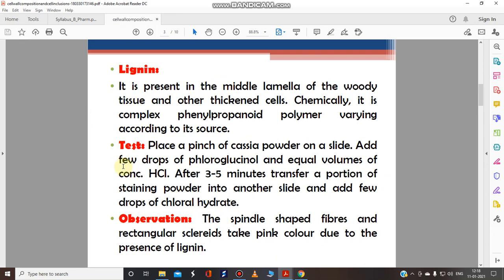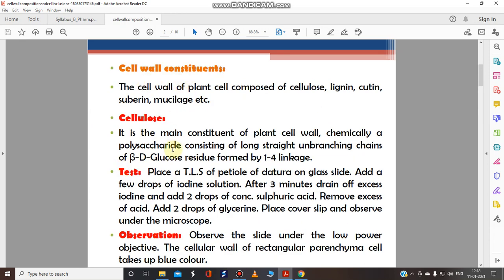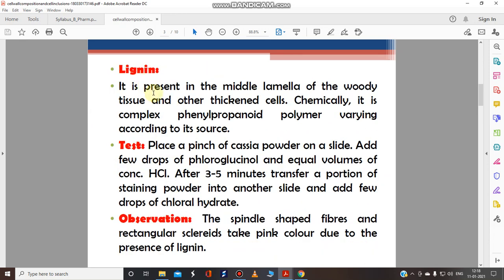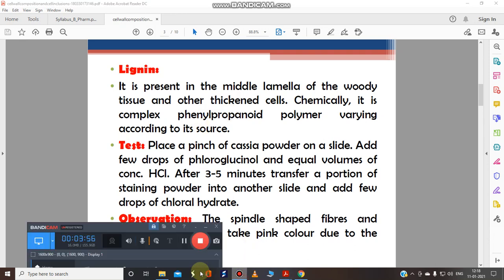The second important constituent of the cell wall is lignin. Lignins are abundantly present in plants. They are present in the middle lamella of the woody tissue and other thickened cells. What is the chemical nature of lignin? It is a complex phenyl propanoid polymer. Don't worry, we will do these terms also in your upcoming semester. What is this phenyl propanoid? I will show the structure here.